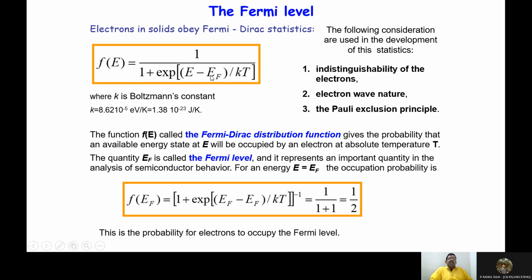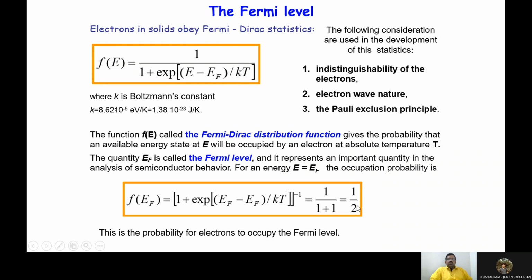Now, when E equal to EF, that is when the energy of an electron is equal to the Fermi energy, the numerator within the exponential term is 0, because E equals EF. 0 by anything will be 0. Exponential of 0 will be 1. So 1 by 1 plus 1.